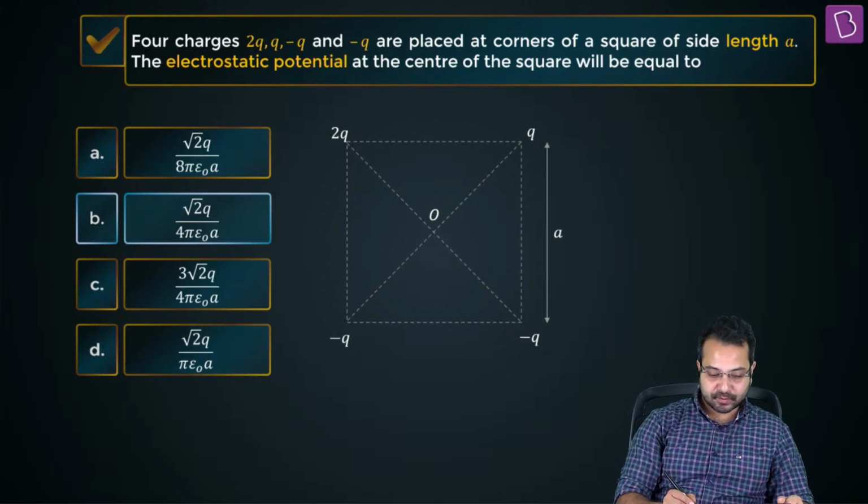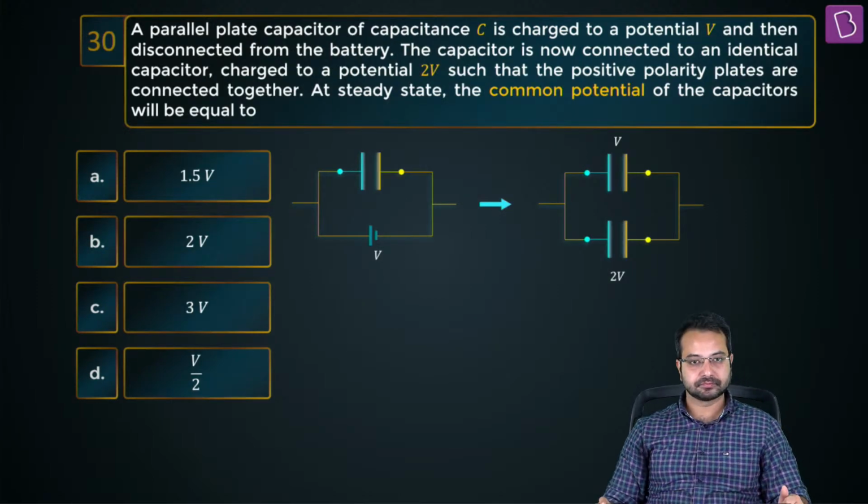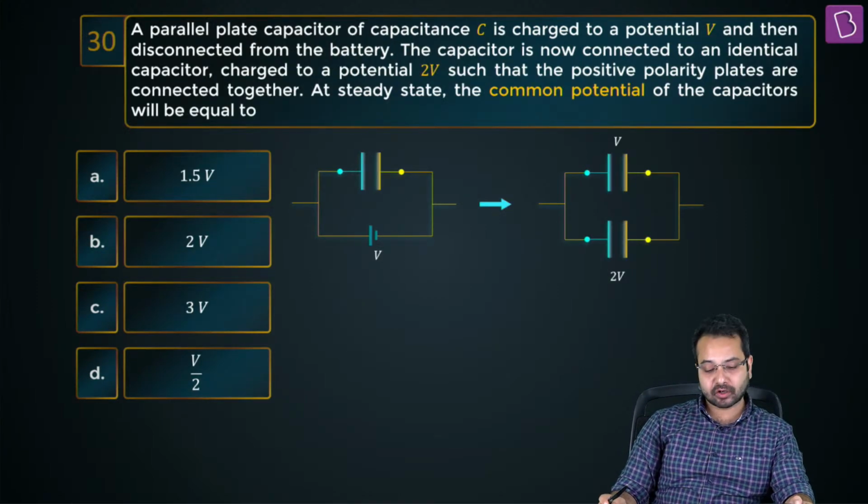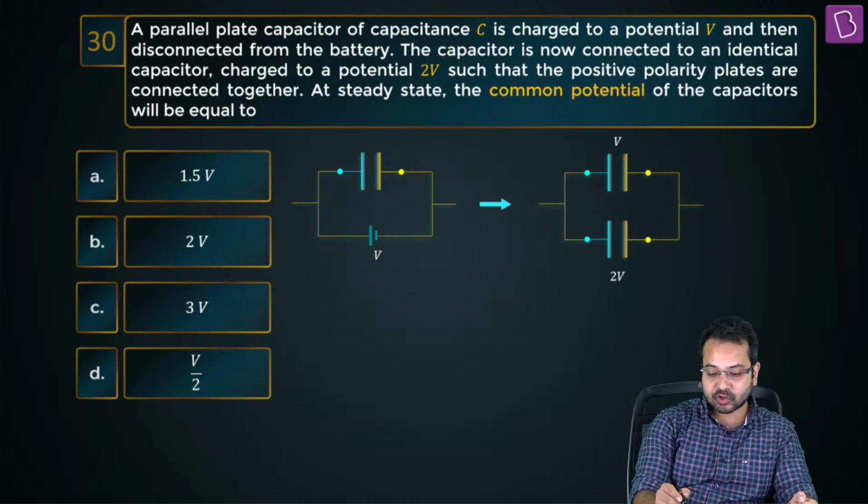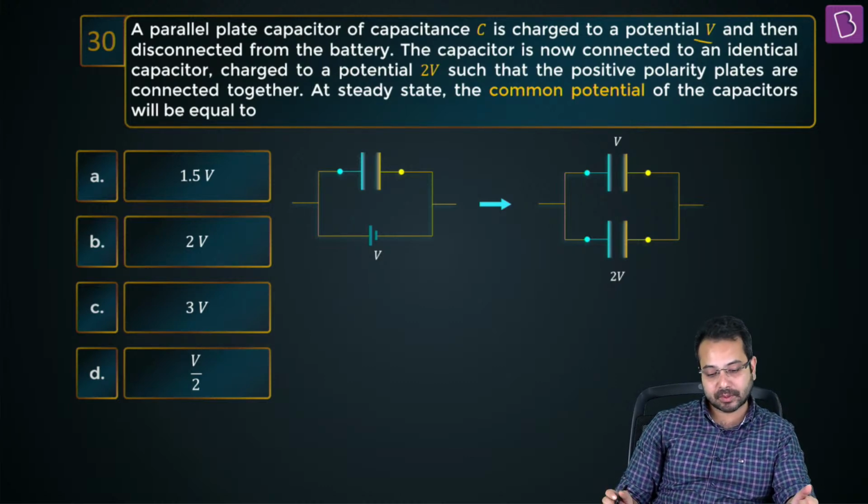Alright, let's move to the next question. Now we have a parallel plate capacitor of capacitance C, and it is charged to potential V and then disconnected from the battery.